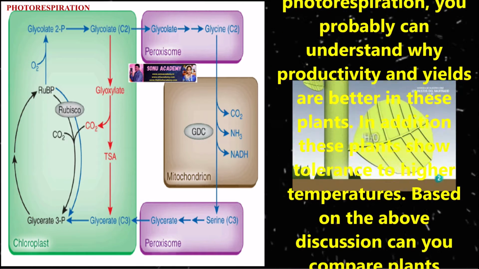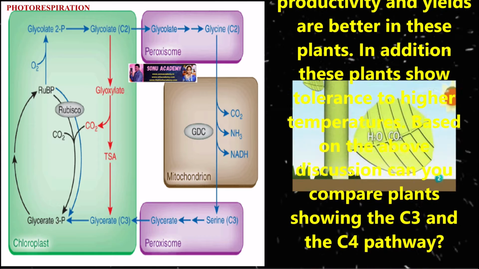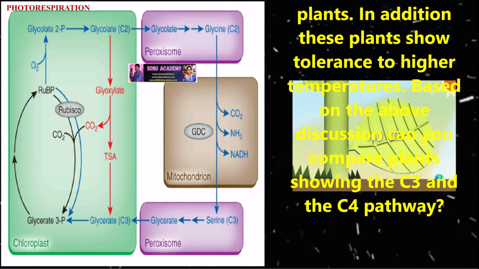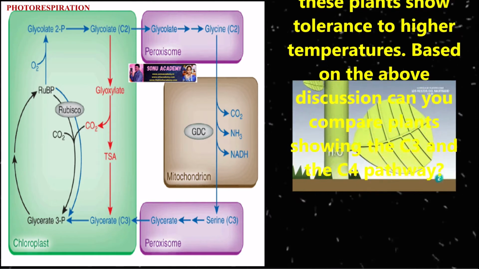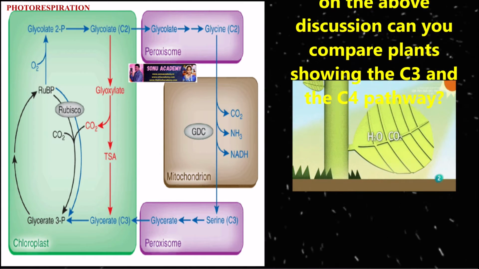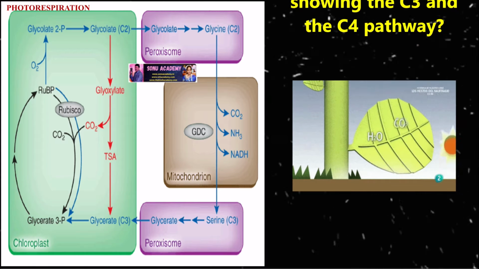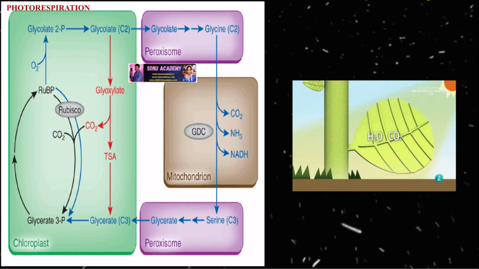Now that you know that the C4 plants lack photorespiration, you probably can understand why productivity and yields are better in these plants. In addition, these plants show tolerance to higher temperature. Based on the above discussion, you can compare plants showing the C3 and C4 pathways.